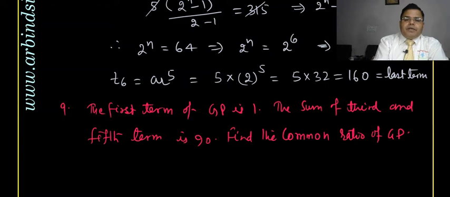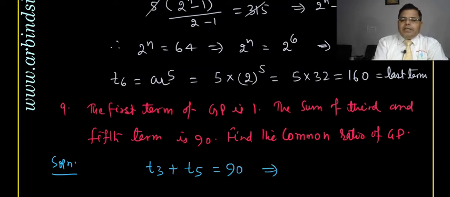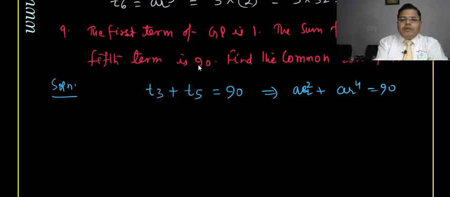So as per the solution, you can write the first term in GP is 1. The sum of third and fifth terms, T3 plus T5, is 90, it is given. And T3 is nothing else but ar square, and T5 is ar to the power 4. So ar square plus ar to the power 4 is equal to 90, where a, the first term, is 1. So 1 plus r square plus r to the power 4 is equal to 90, isn't it? r square plus r to the power 4 is 90.